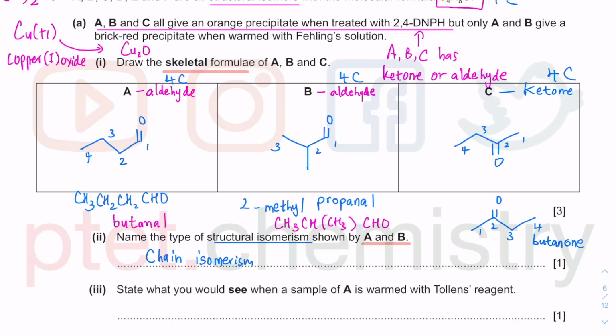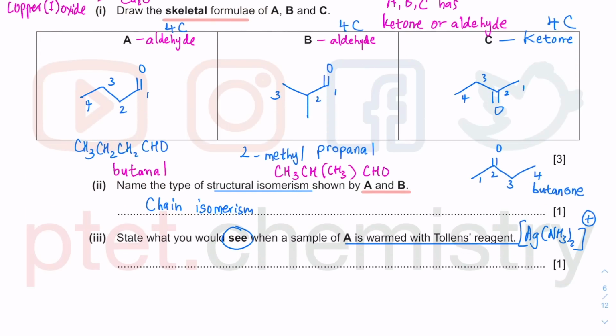Now describe what you would see when A is warmed with Tollens' reagent. Tollens' reagent is basically silver(I), but it's got 2 ammonia. So it's a soluble complex, and we'll learn more about complex ions in A2 transition metals. So this is aqueous, this is a colorless solution. If A contains aldehyde, aldehyde can be oxidized by Tollens' reagent, and then this silver(I) will go to silver 0, and you will see a silver mirror or silver precipitate forming.